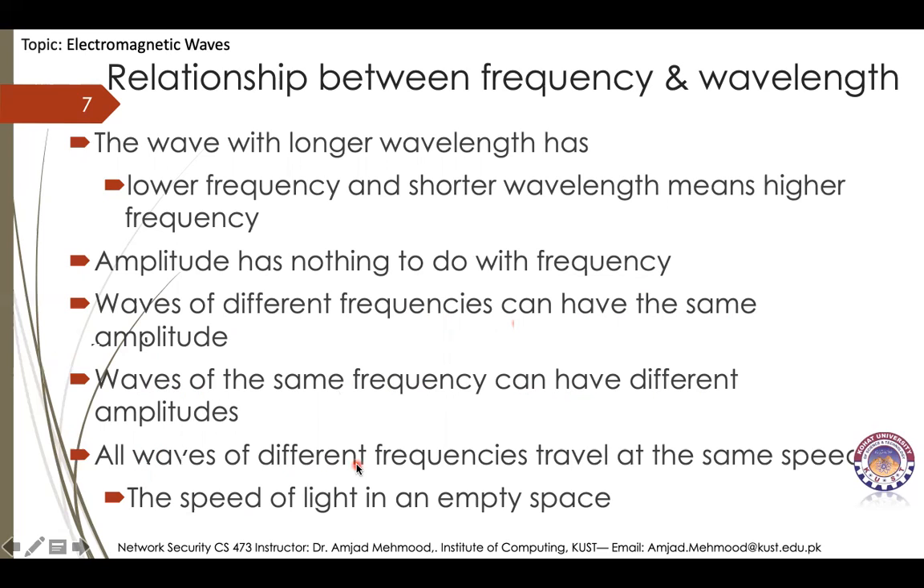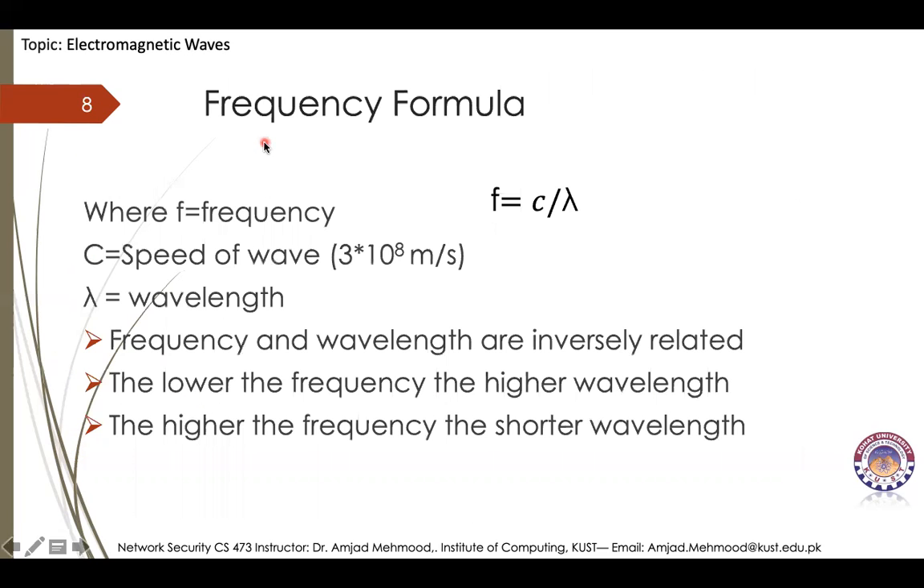Waves of the same frequency can have different amplitude. All waves of different frequency travel at the same speed, the speed of light in empty space. Now, this is the formula. You can see f is equal to c by lambda. C means speed of light, divided by lambda, and this is equal to 3 multiplied by 10 raised to power 8 meters per second. Now this is lambda, this is wavelength.